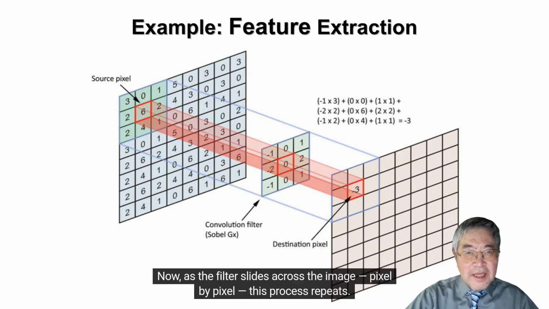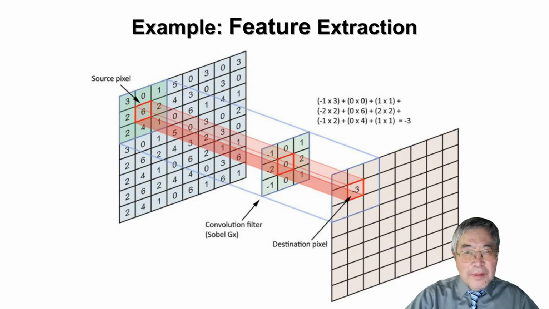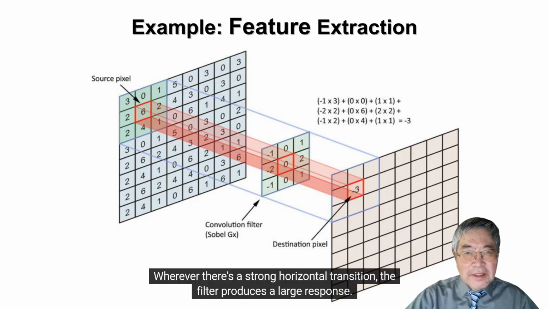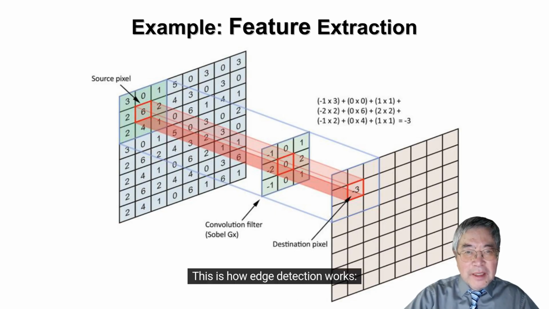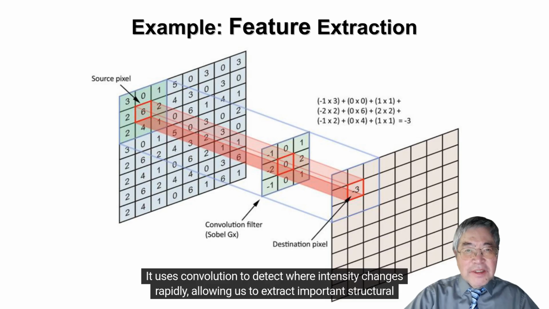Now, as the filter slides across the image, pixel by pixel, this process repeats. Wherever there's a strong horizontal transition, the filter produces a large response. Where the region is uniform, the response is small or 0. This is how edge detection works. It uses convolution to detect where intensity changes rapidly, allowing us to extract important structural features from an image.